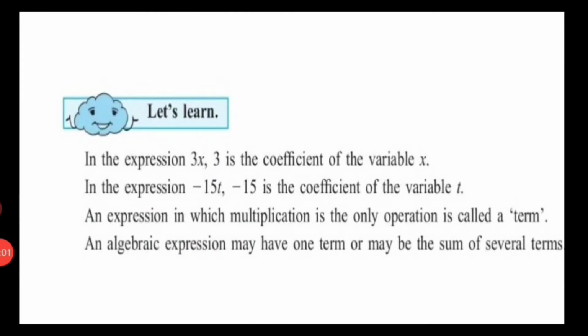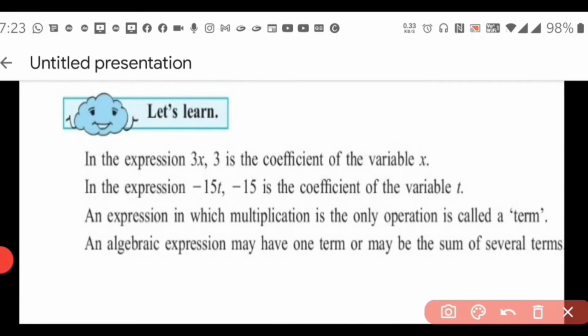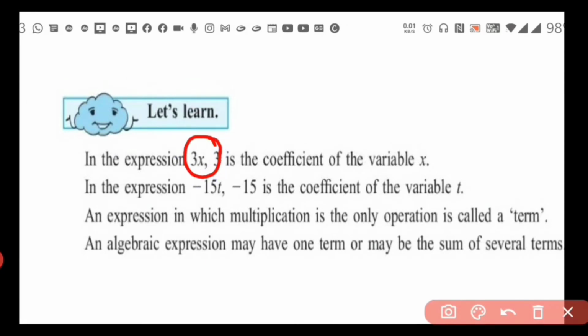So let's learn in the expression 3x. 3x is also an expression. It is also an algebraic expression. I told you only 3x is there, only 3n is there, only 4y, only 5t. All these are algebraic expressions. So in the expression 3x, 3 is the coefficient. This 3 is called the coefficient and x is the variable. In the expression minus 15t, minus 15 is the coefficient and t is the variable.